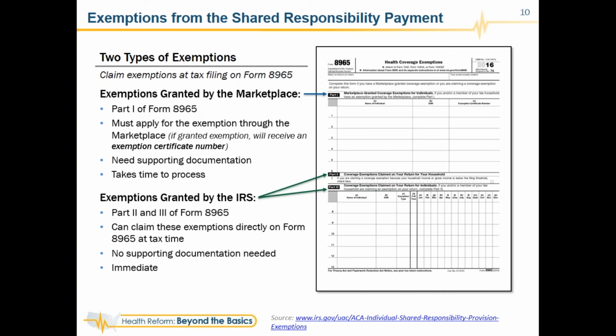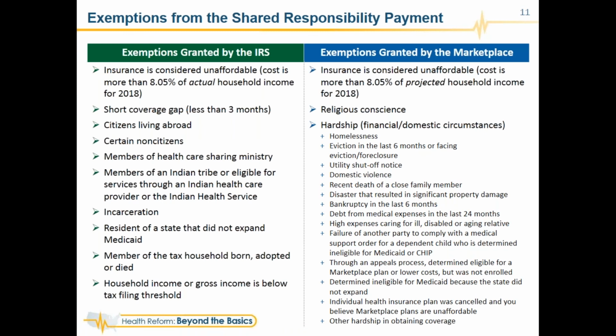So here, in more detail, are the exemptions that are available. On the left we have all those exemptions that are granted by the IRS, and that includes the exemption for insurance that is unaffordable. We're going to go back and forth a little bit between 2017 and 2018 figures. For 2018, insurance is unaffordable if it costs more than 8.05% of actual household income. For 2017, that number was actually higher. It was 8.16%. So that's a difference next year.